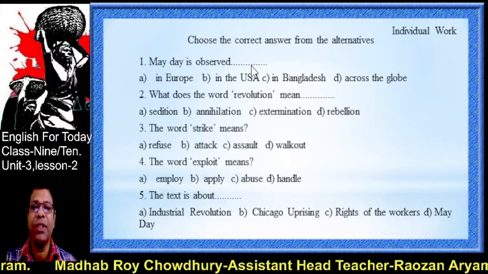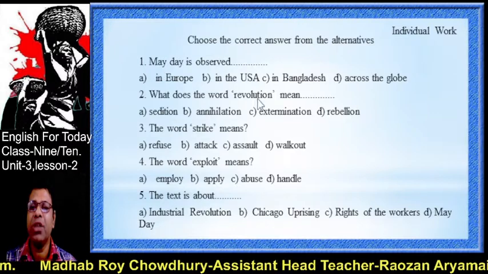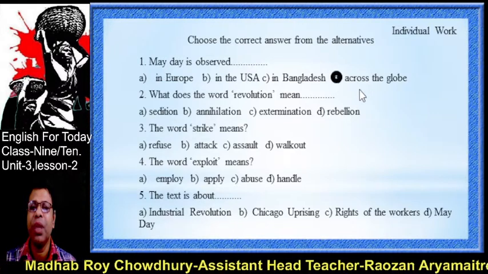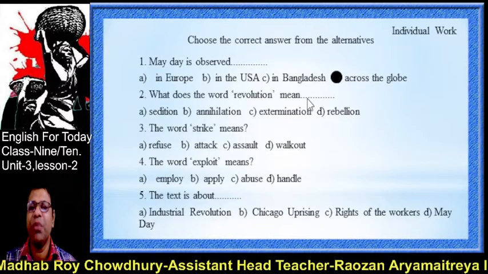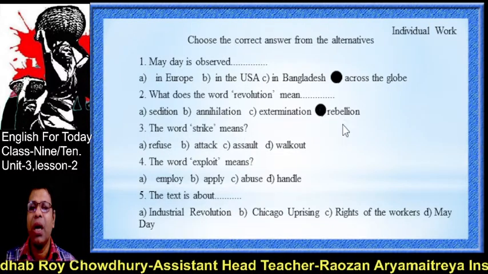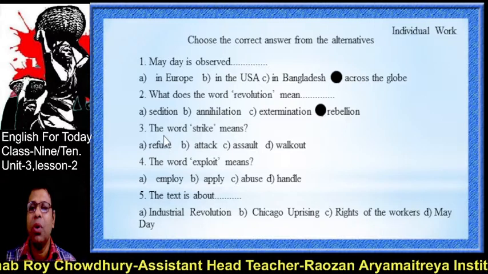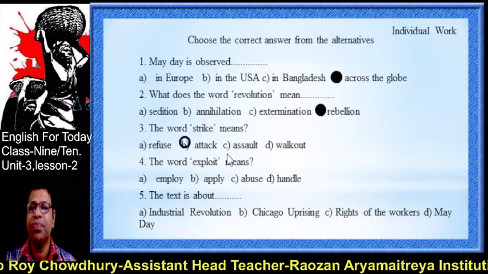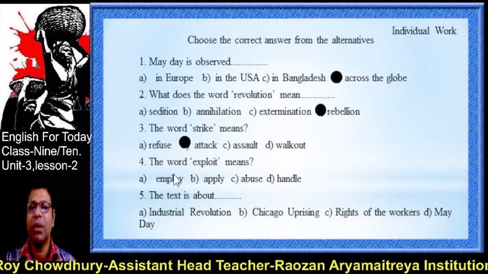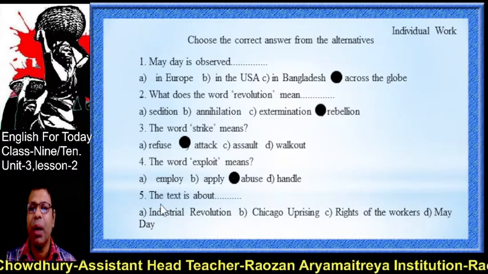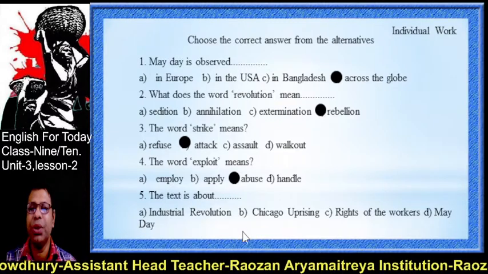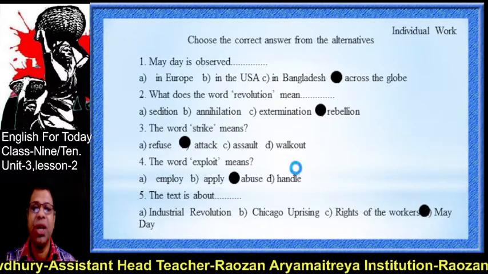First, look at the first one. May Day is observed across the globe. What does the word revolution mean? Rebellion. The word strike means attack. The word exploit means abuse. The text is about May Day.